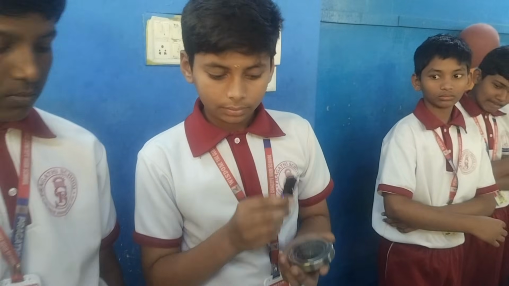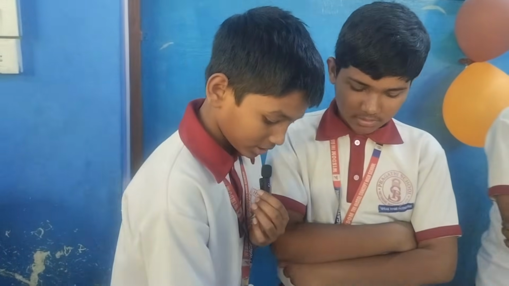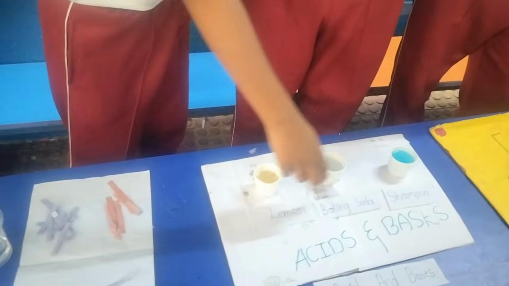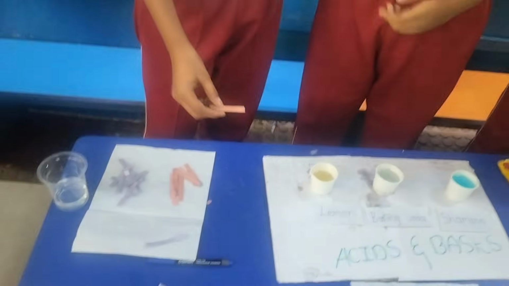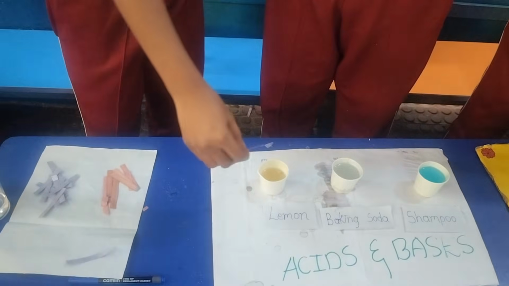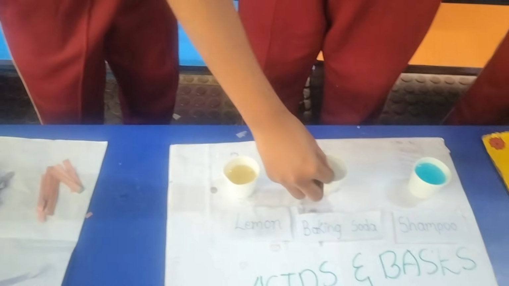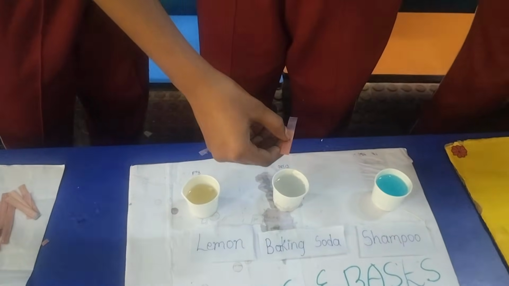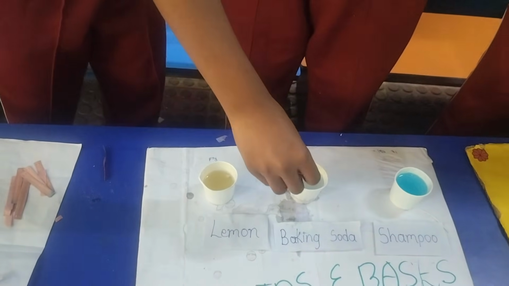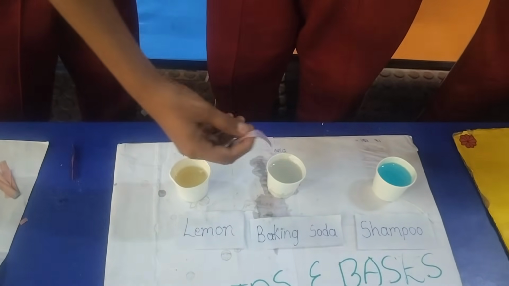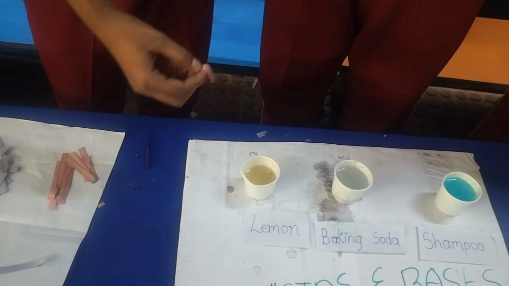Thank you. My name is Akash. I am studying in 8th class. This is acid and base. This is lemon. This is baking soda. This is shampoo. These are two litmus papers. This is red litmus paper. Put it in acid: no color change. Put it in base: color changes to blue. This is blue litmus paper. Put it in base: no color change. Put it in acid: color changes to red. Thank you.